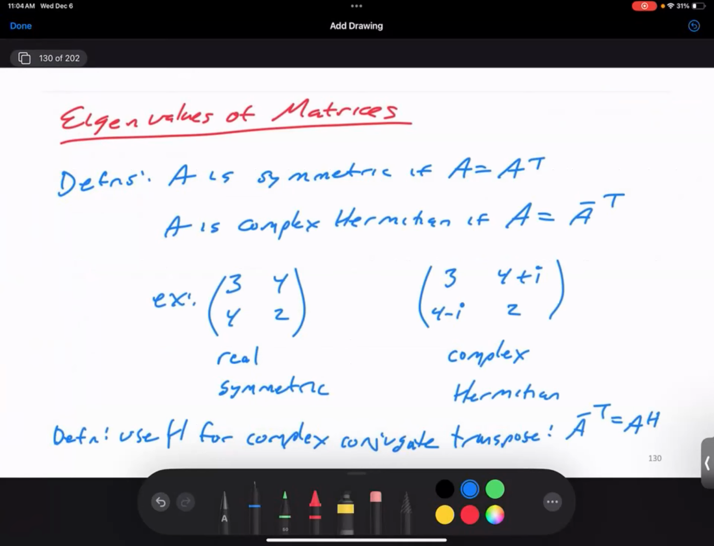All right, so just a quick review of matrices. I'm assuming everybody has seen transpose. You take the matrix and the columns become rows and the rows become columns. If the matrix equals its transpose and the entries are real, we say it's real symmetric. Now, the analog of this is the complex conjugate transpose. So we take the complex conjugate of the matrix and then take the transpose. We sometimes use the letter H to denote this operation. So this is the Hermitian of the matrix. It's the complex conjugate transpose. All right. Has everybody seen stuff like this in linear algebra? Yes. Okay.